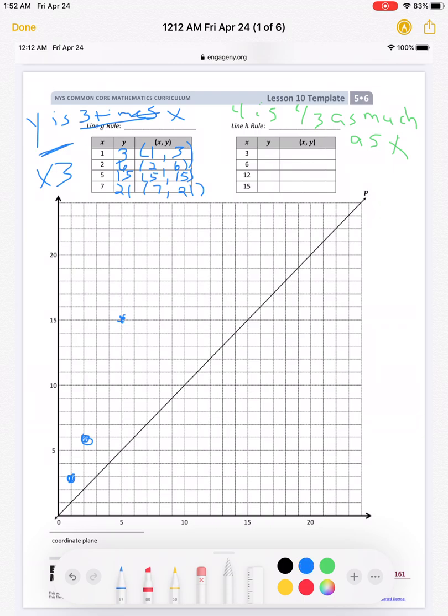So we're going over to 7 on the x-axis. This is 5. This is 6. This is 7. And then up to 21 on the y-axis. Here would be 21. Okay, so let me go ahead and plot. Now, the last thing we have to do is draw a line that connects all of our dots or all of our points.